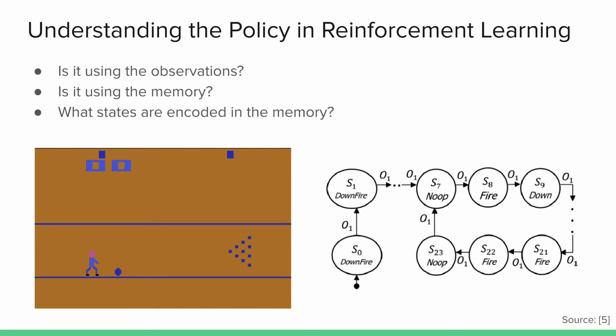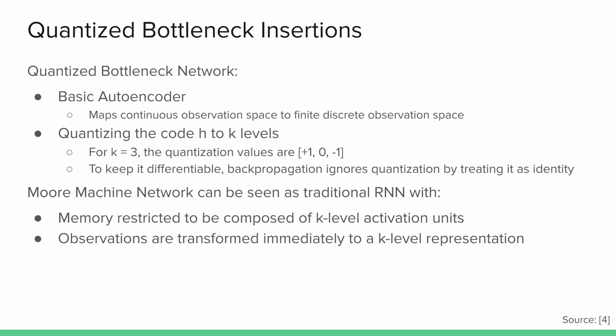And if you've forgotten what a Moore machine is, it's a state machine that has our outputs on the state. So whenever we enter that state, we output something, and basically the states define our outputs. The method how you can do this is called quantized bottleneck insertion, and it combines many of the things that we've seen in this lecture.